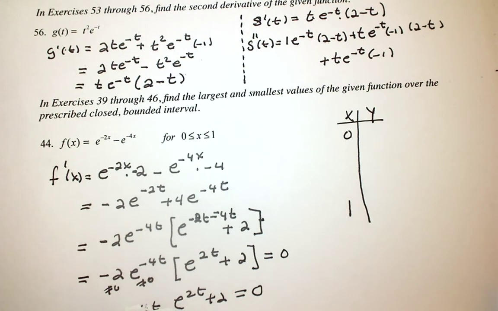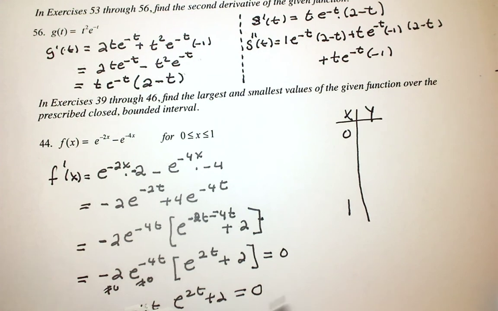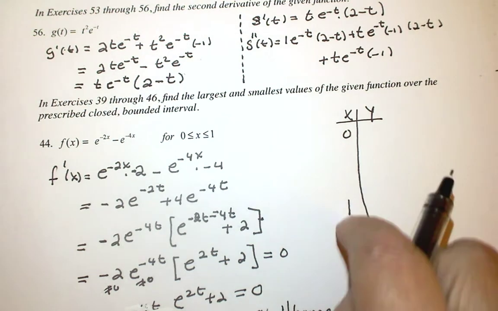Here's your problem. E to the 2t is always positive. 2 is always positive. So can two positives ever equal 0? The answer is no. So I only have the endpoints.